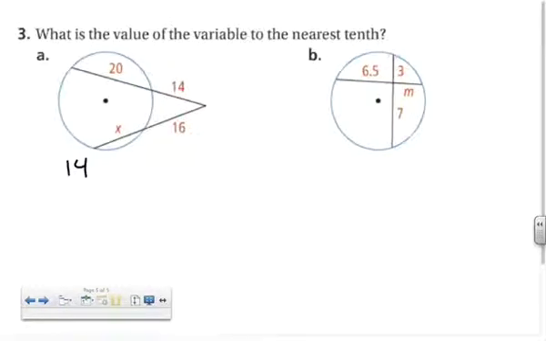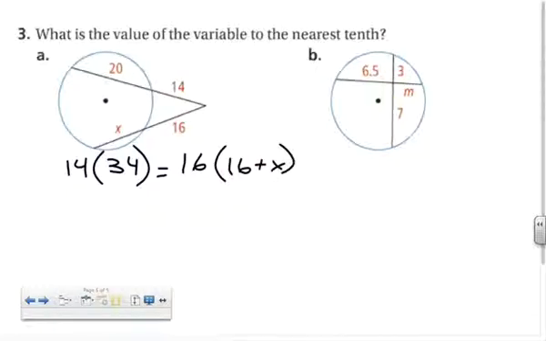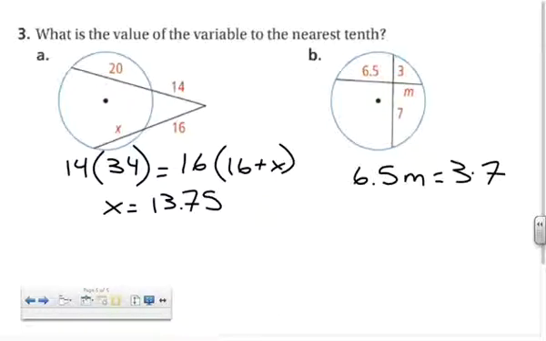For part A, you would have external times whole equals external times whole. Giving you that x is 13.75. Are we ready for the work shown for part B? Okay, the equation would be part times part equals part times part, giving you, rounded to the nearest tenth, 3.2.